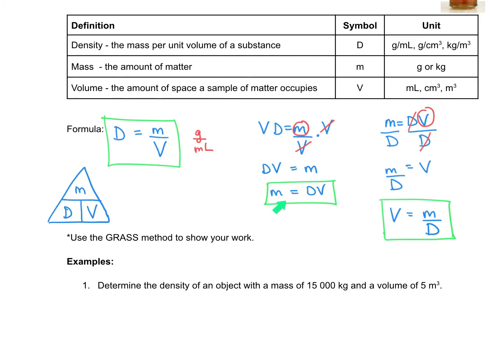If you want this formula, we need the mass. Mass equals D times V. So come over and cover up the mass. And do you see how what's left is the D and the V? So think of this line as multiplication.